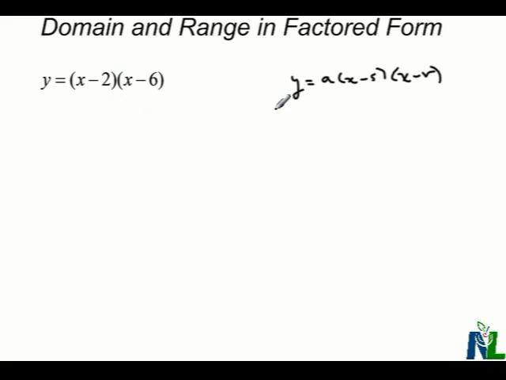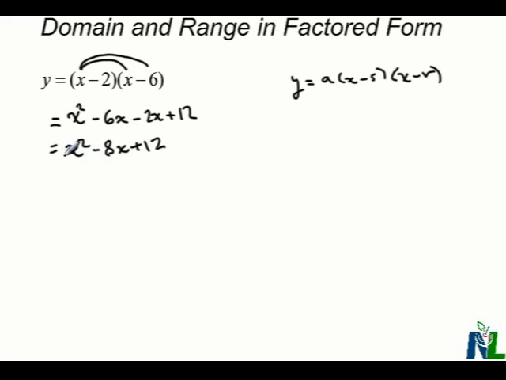If I want to find which way it's opening, the first thing I would look at is the a value. Even if I multiplied it out, my leading coefficient is going to be 1x squared. That's enough for me to determine which way this function is going to open. If I multiply it all out using FOIL, I get x squared minus 8x plus 12. But the main point is that the a value is greater than 0, so I know the function is opening up.